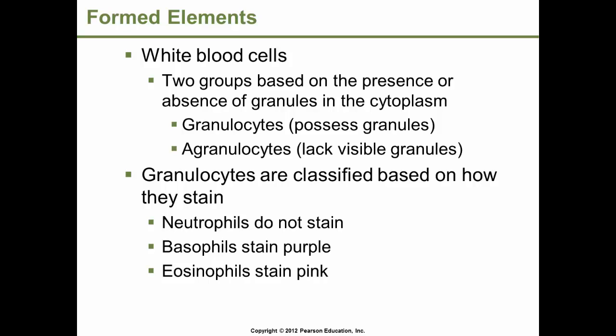Granulocytes are classified on how they stain. Neutrophils do not stain at all. Basophils stain purple, and eosinophils stain pink. So the three granulocytes are neutrophils, basophils, and eosinophils.